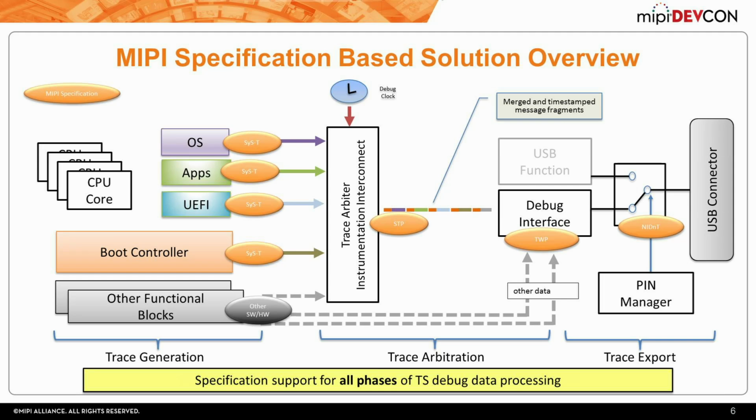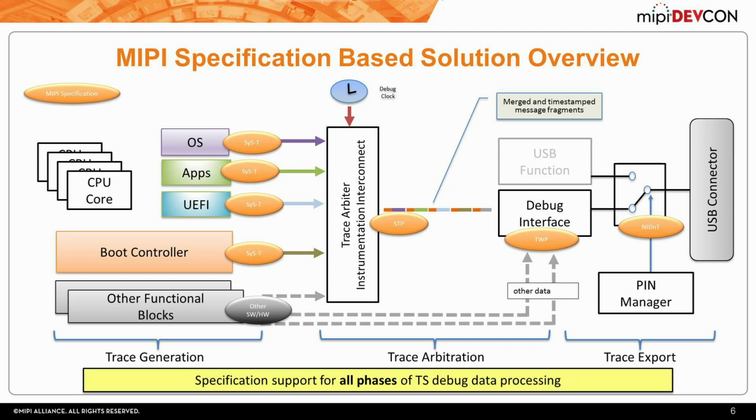So this debug interface, the second level merge, is an ideal place for doing that. And the MIPI specification behind it is the TWP, the Trace Wrapper Protocol specification. This is a lower level merge protocol for merging data streams together in an efficient way for output to hardware.